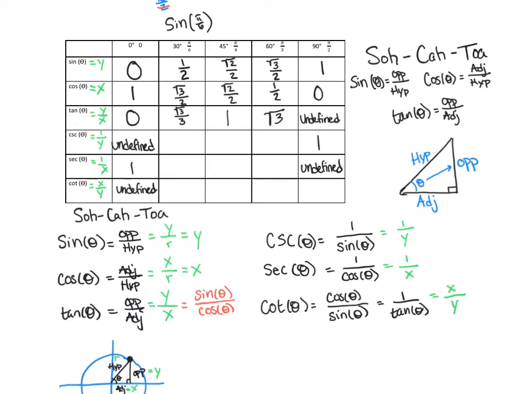And then for cotangent of 90 degrees, it's going to be our x value over our y value. So our x value, cosine, over our y value of sine, 0 over 1. That just leaves us with 0.